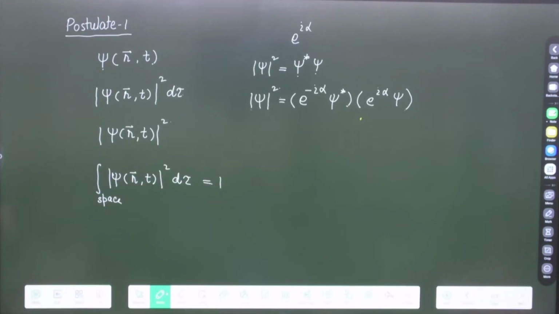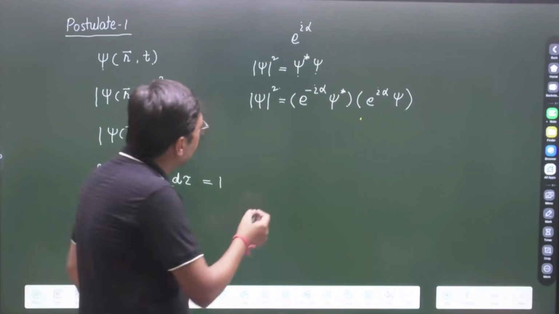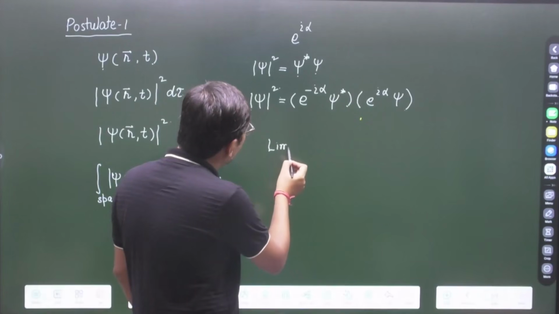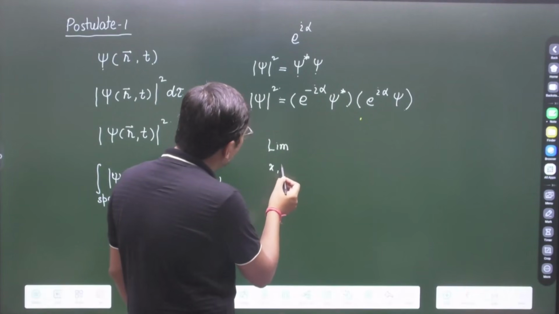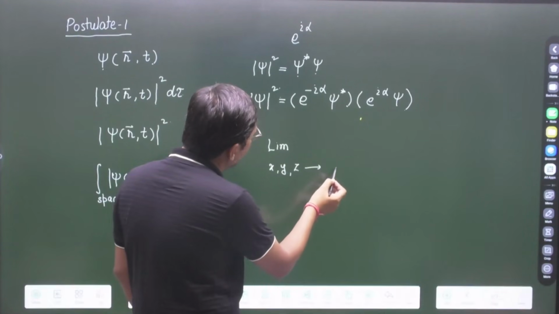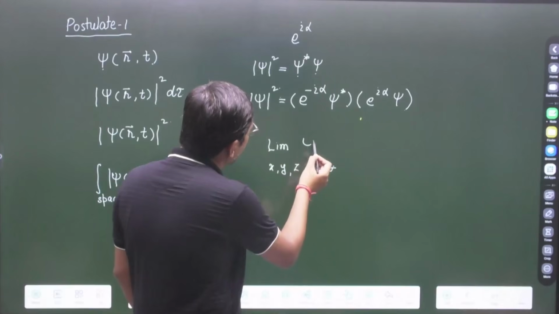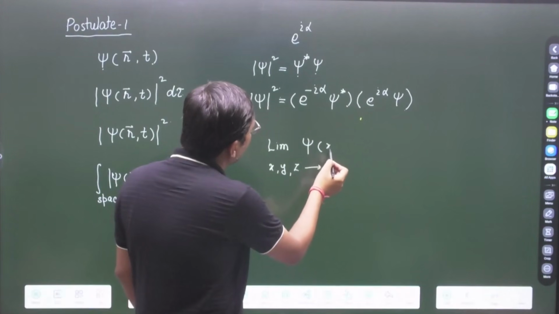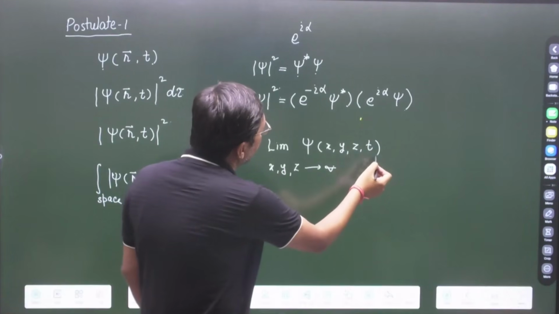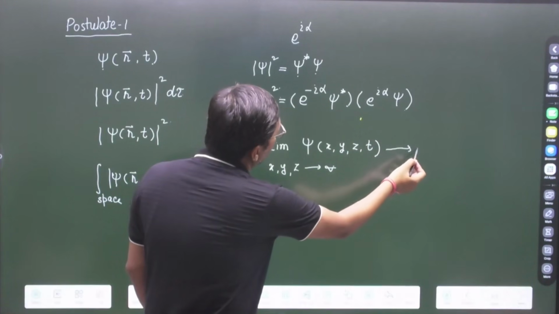The wave function should be square integrable. That is, in the limit x, y, z tending to infinity, this psi(x, y, z, t) should tend to 0. This is one of the definitions.